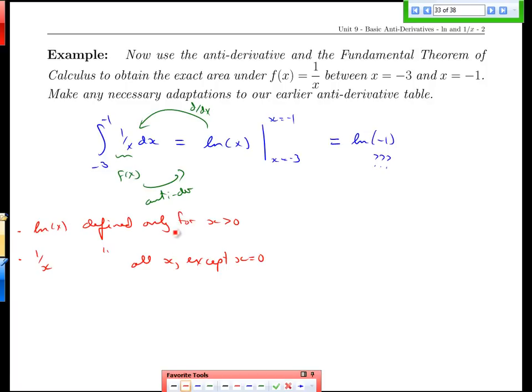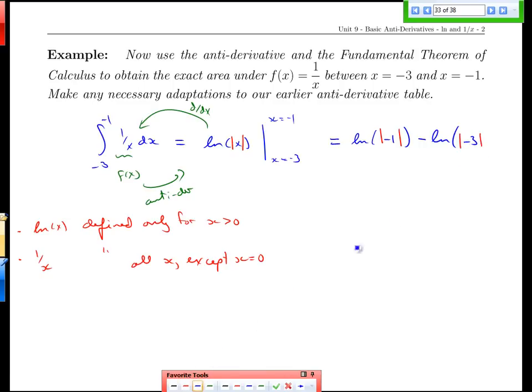Now, we could do some fun proofs with this. It turns out it's not complicated, but I think I'd rather just jump straight to the answer. The most general antiderivative of 1 over x is not going to be ln of x, it's going to be ln of the absolute value of x. Once we put that absolute value in, all of our question marks go away. We have the ln of the absolute value of -1. And then we have the ln of the absolute value of -3.